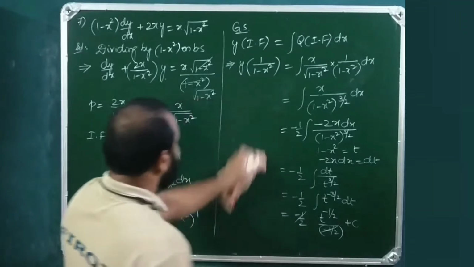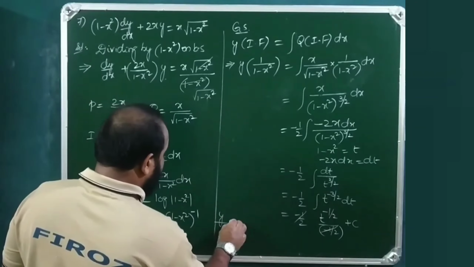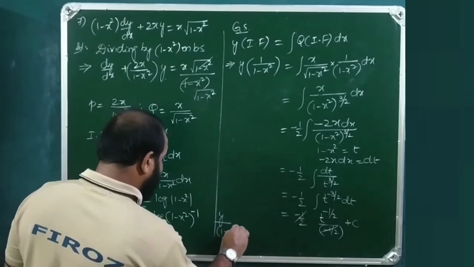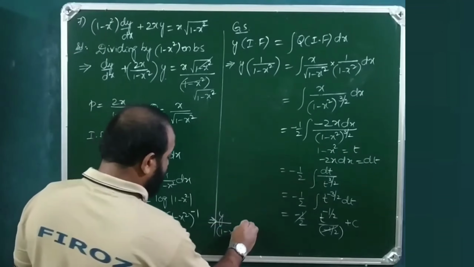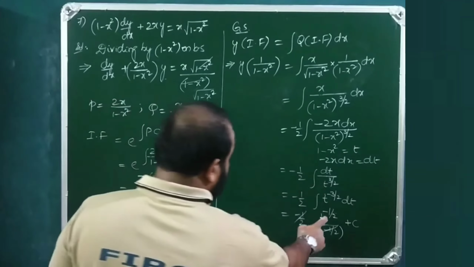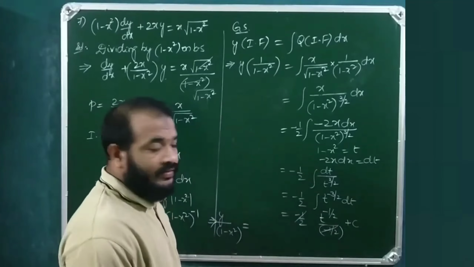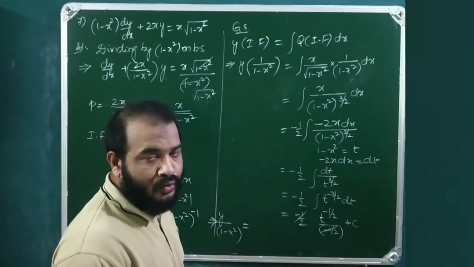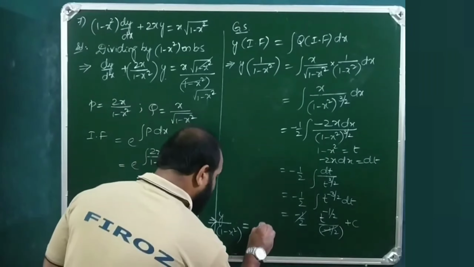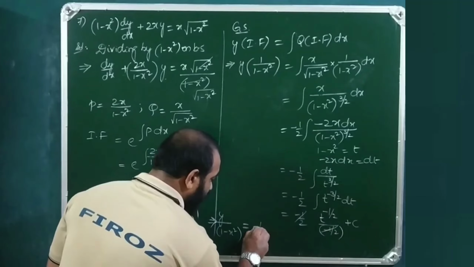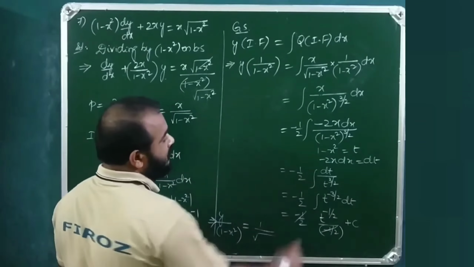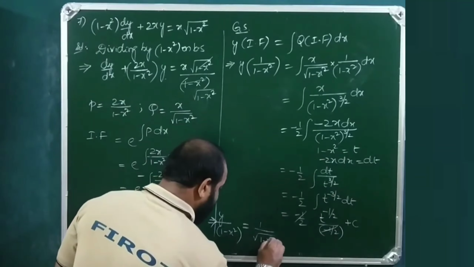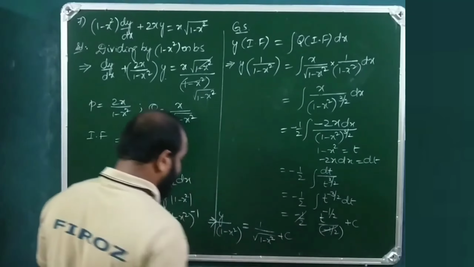Therefore, y by 1 minus x square equals t power minus 1 by 2, which can be written as 1 by t power 1 by 2. T power 1 by 2 is root t. So this is 1 by root t. So root t is how much? Root of 1 minus x square, plus c.